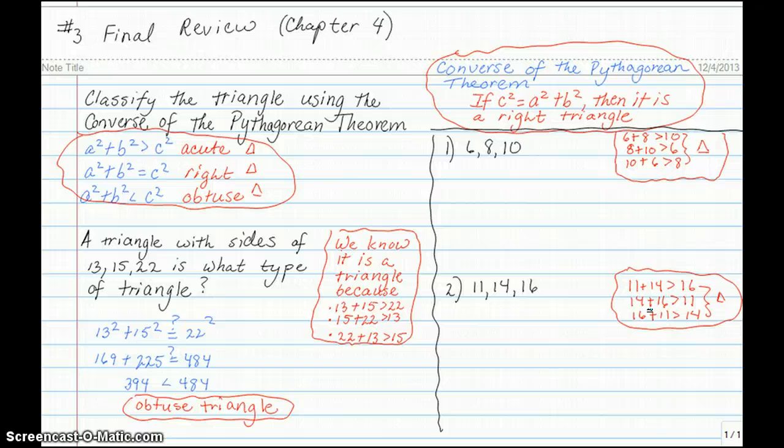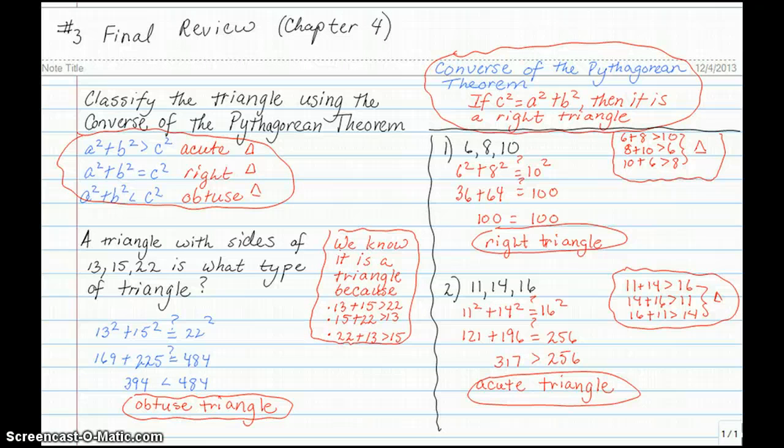You are going to be turning these problems in to me. Okay, so 6, 8, and 10. You take the shorter sides, 6 squared plus 8 squared, and you determine how it compares to the longest side, 10 squared. So you get 36 plus 64 compared to 100. 36 plus 64 is 100, so 100 equals 100, meaning it's equal. So it is a right triangle. That is the actual converse of the Pythagorean theorem.